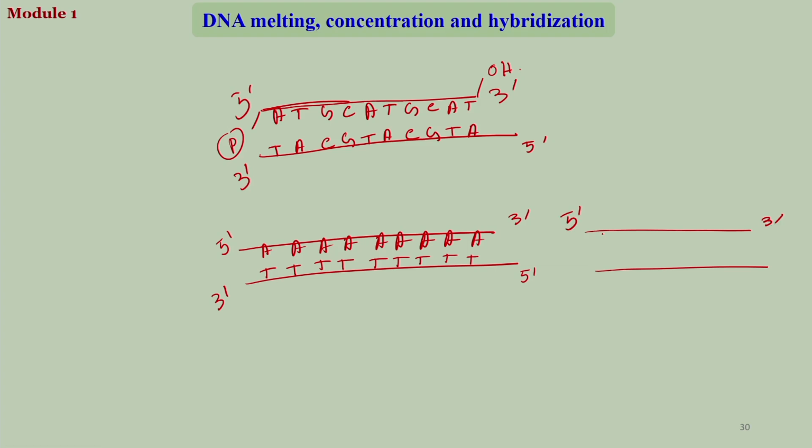5 prime, 3 prime. Now, if you consider all GC, obviously they will have different strength, because AT base pairs have 2 hydrogen bonds, GC base pairs have 3 hydrogen bonds. So, GC is stronger, this double strand would be much stronger compared to this double strand. So, there is a way to determine the strength of the DNA, and that is known as DNA melting temperature.